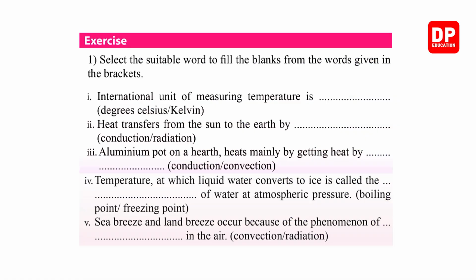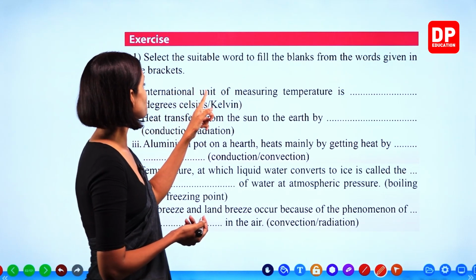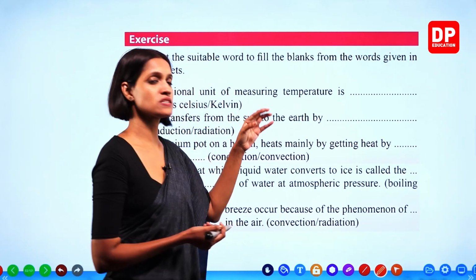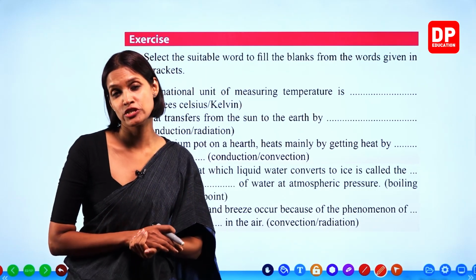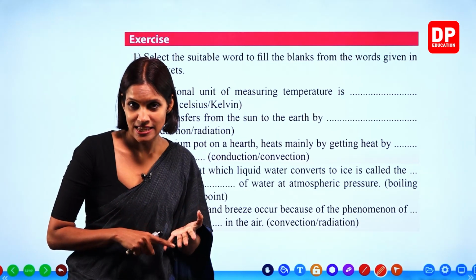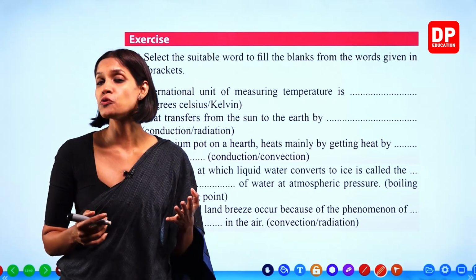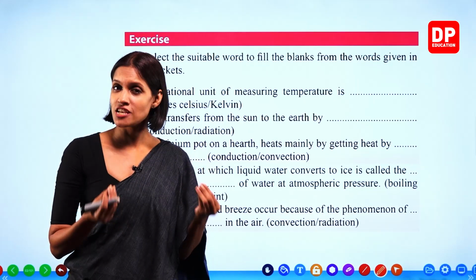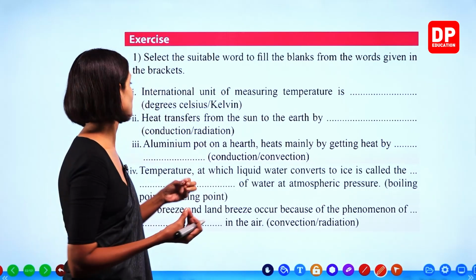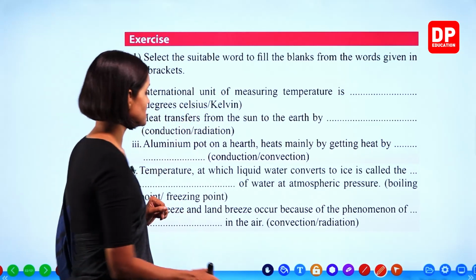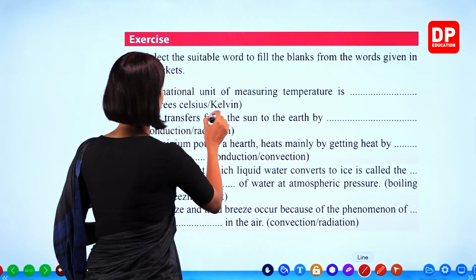Exercise. Select the suitable word to fill the blanks from the words given in the brackets. Okay? International unit of measuring temperature is. Now there are different units of measuring temperature: Celsius scale, Fahrenheit scale and Kelvin scale. So out of those three scales, what is the SI unit, children? That is Kelvin. Answer is Kelvin.